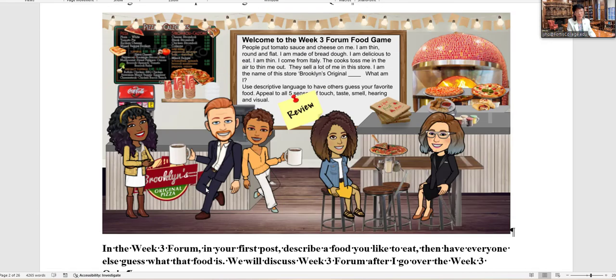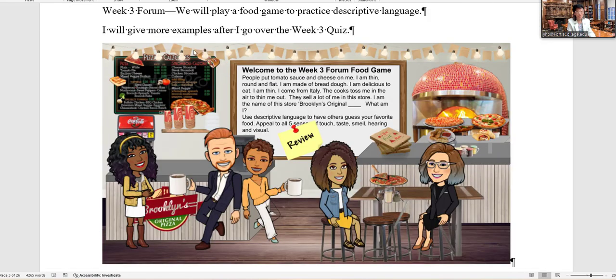Week 3 forum, you're going to play a food game. You're going to describe a food, and then you're going to have everyone guess what that food is. So in week 3, people put tomato sauce and cheese on me. I am thin, round, and flat. I am made of bread dough. I am delicious to eat.